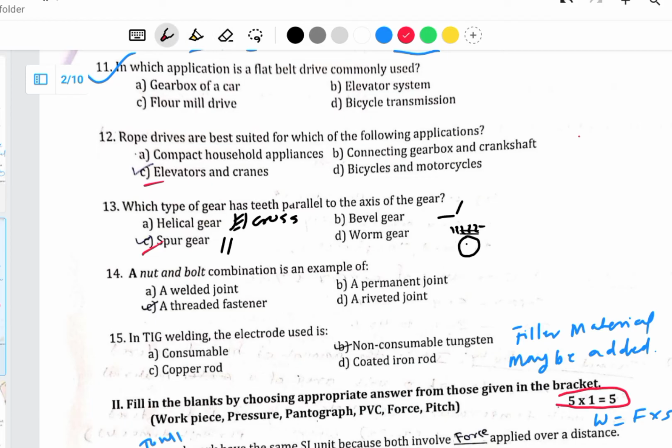Next, the nut and bolt are a combination example of a threaded fastener, because nuts and bolts are fasteners that we are assembling. A weld joint is a permanent joint. A permanent joint is not a nut and bolt, so there are no separate parts. A rivet joint is also a permanent joint. So threaded fasteners, nuts and bolts, will always have threads.